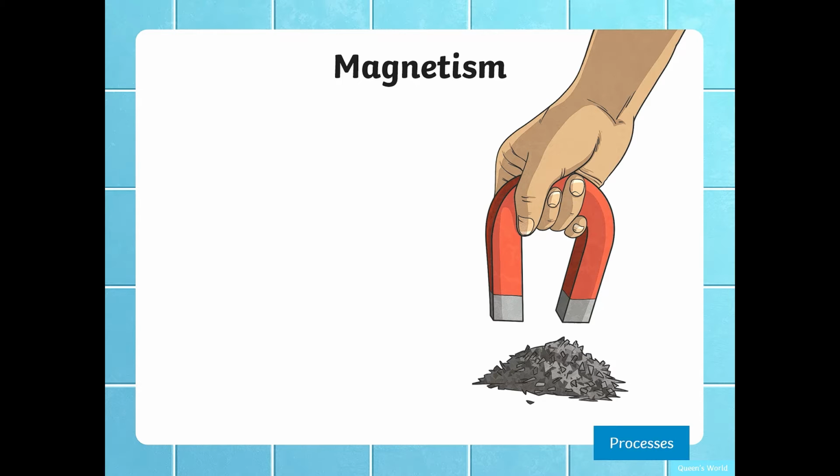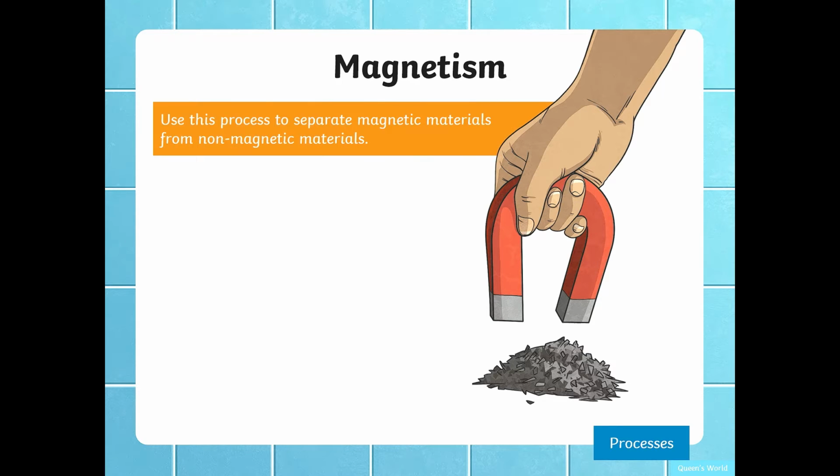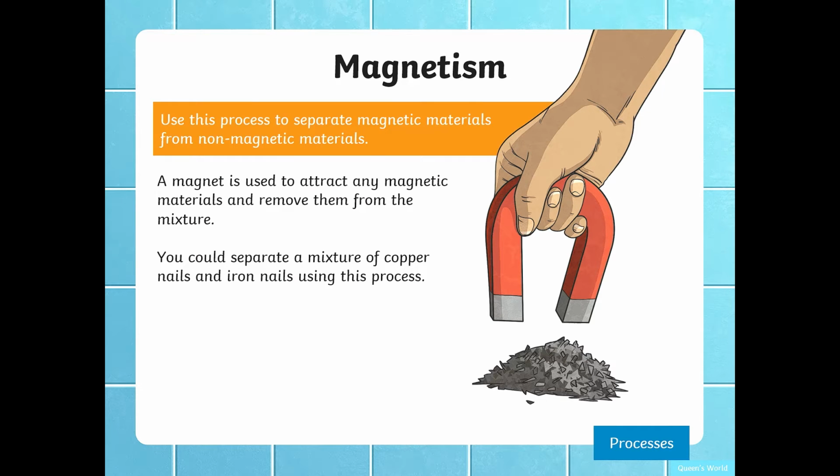Magnetism. We use this process to separate magnetic materials from non-magnetic materials. A magnet is used to attract any magnetic material and remove them from the mixture. You could separate a mixture of copper nails and iron nails using this process.